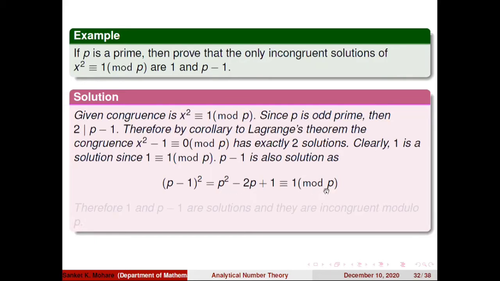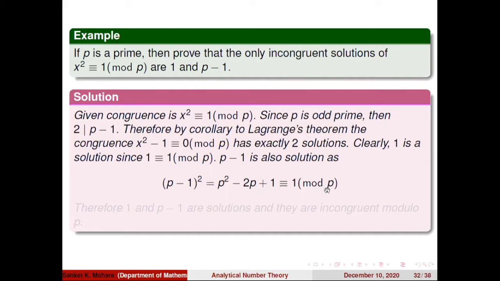How is it congruent? Because of p squared minus 2p plus 1 and 1, consider the difference of these two numbers. So p squared minus 2p plus 1 minus 1 is p squared minus 2p. If I take p common, we get p into p minus 2, so this p divides p into p minus 2. That's why p squared minus 2p plus 1 is congruent to 1 mod p by the definition of congruence.